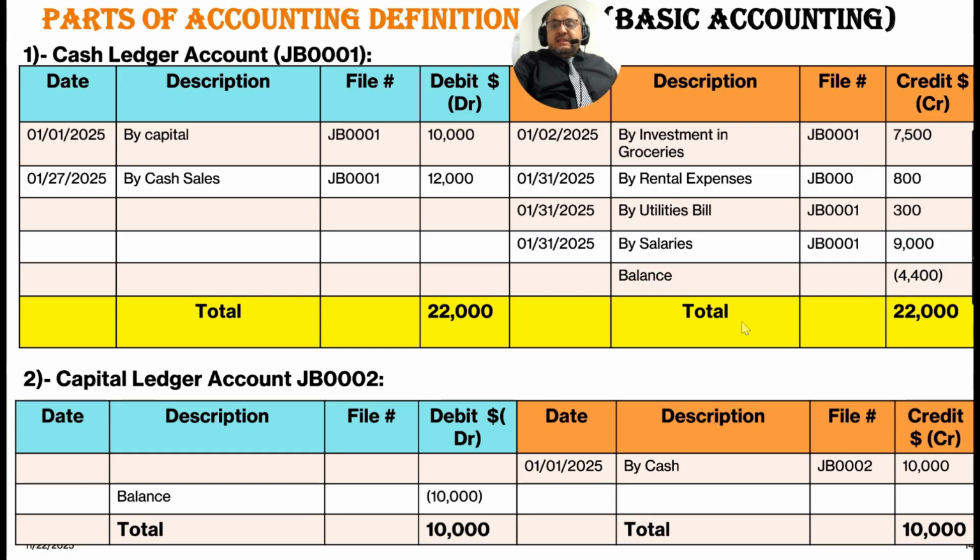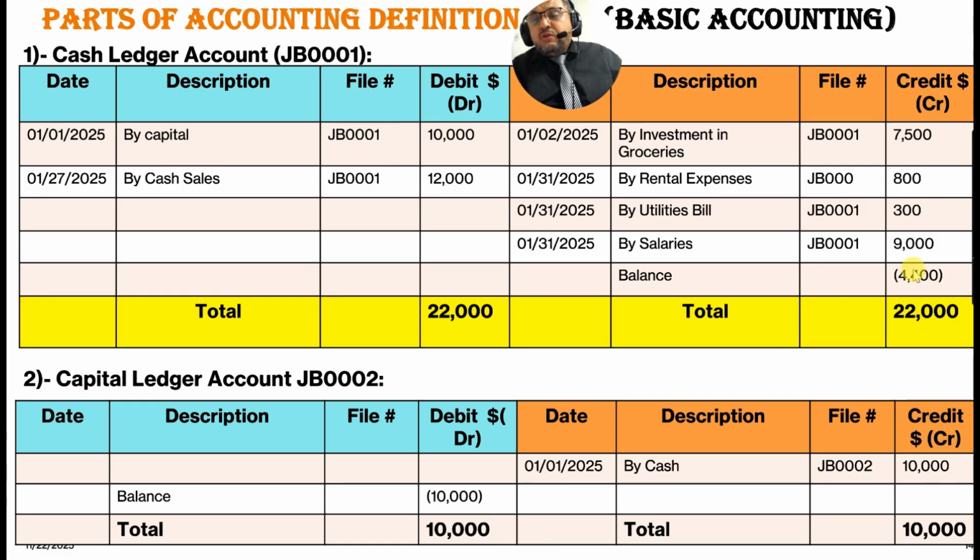The reason is that this is a principle we have made. If we calculate this, its total comes to $17,600, which is less than $22,000, because 10,000 plus 12,000 is equal to $22,000. Why did we write it in here? To make it equal to this, here we write the balance amount. How much? Deduct 17,600 from 22,000. It is 4,400.